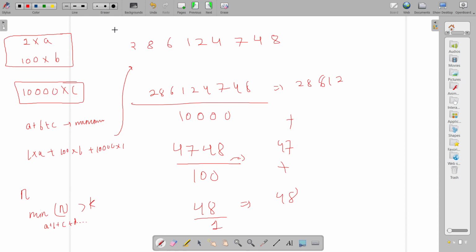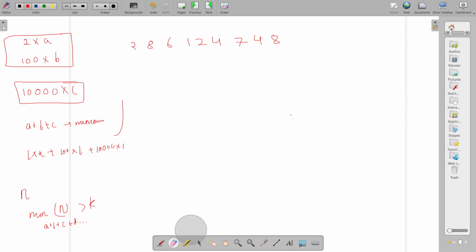Okay, now one more thing. When I was talking about how many nodes of 10,000 we need, how many nodes of 100 we need, how many nodes of 1 we need, there's a very interesting visualization which we can do. Basically what you do is, you divide this number into three parts. Why three parts? Because there are three numbers.